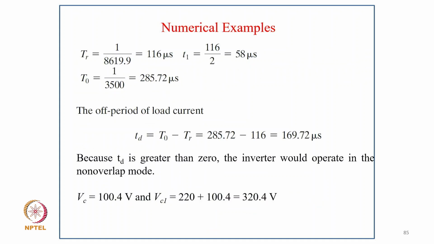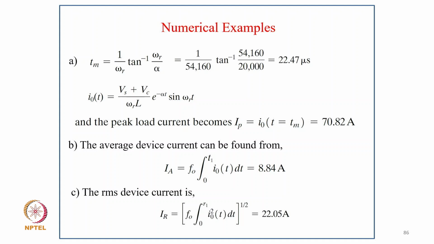88,619.9 hertz. So TR equal to 1 upon FR, that is 116 microsecond, and T1 equal to half of this, that is 58 microsecond, and T0 equal to 1 upon 3.5 kilohertz, that is 285.72 microsecond. So the period of load current is T equal to T0 minus TR, it becomes 169.72 microsecond. Because D is greater than 0, the inverter would operate in the non-overlap mode. So Vc equal to 100.4 volt, and Vc1 equal to 220 plus 100.4, that is 320.4 volt.